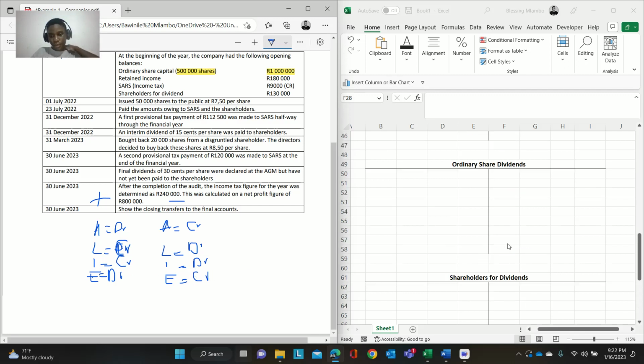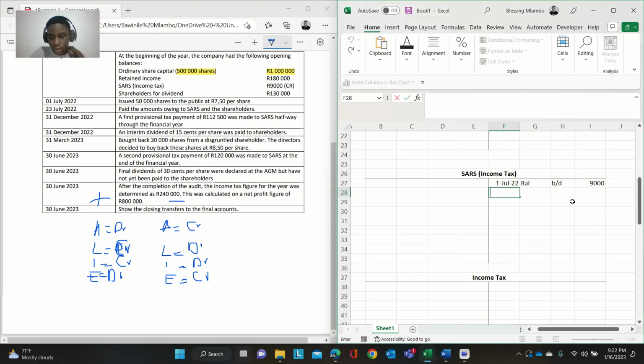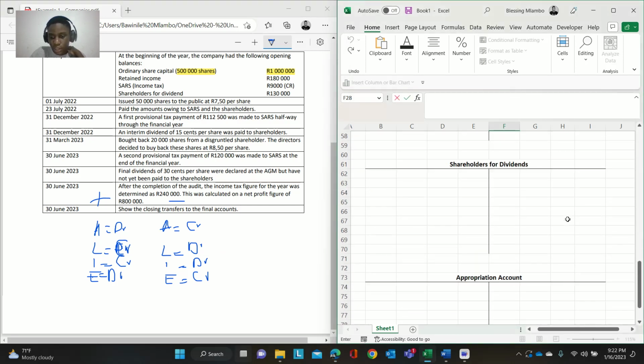So since we said shareholders for dividends is a liability account, meaning that we owe shareholders money, the balance will always be a credit because we owe shareholders money, meaning that our liability is high, 120. So this is the balance brought down, and it's brought down on which date? The 1st of July 2022.